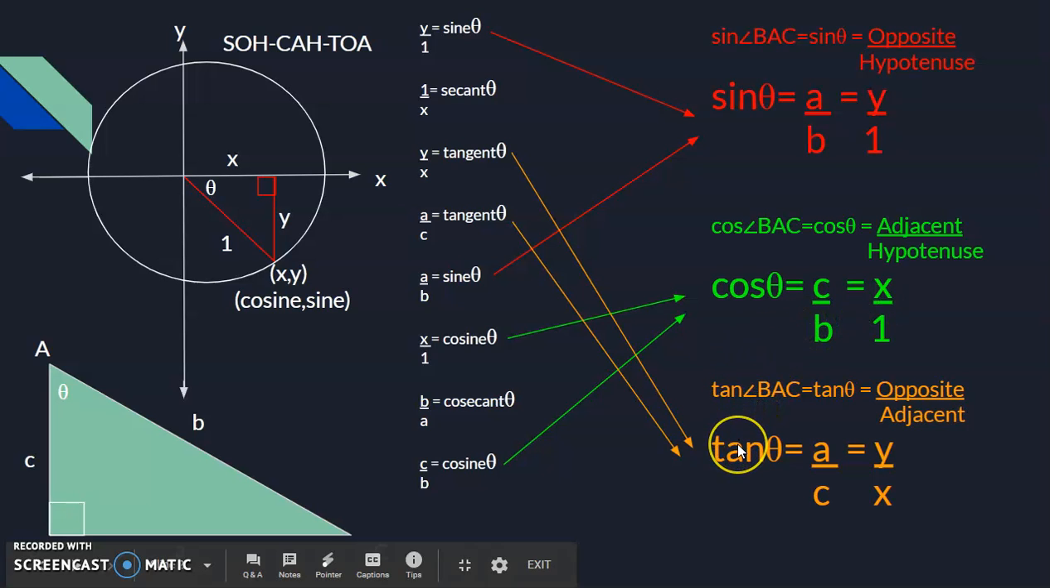And the last one is tangent. Based on these two triangles, we know that there are two tangent ratios because we looked right here and saw two different tangent ratios, which are a over c and y over x.